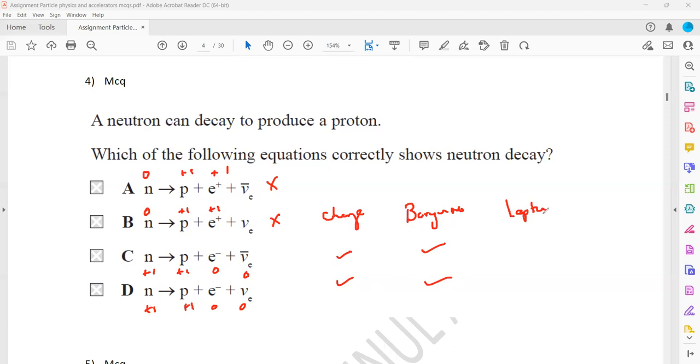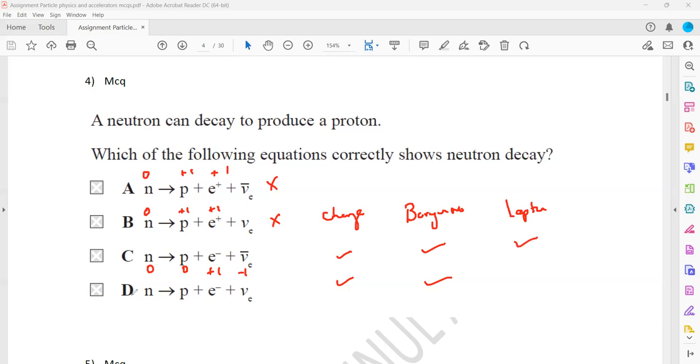Then we check the lepton number. Each lepton, like electron, electron neutrino, tau neutrino, or muon neutrino, has lepton number +1, and all the antiparticles have lepton number -1. So when we check the lepton number, because protons and neutrons are baryons, their lepton number is 0. Electron has lepton number +1. Anti-electron neutrino, lepton number -1. So left-hand side and right-hand side, lepton number is conserved.